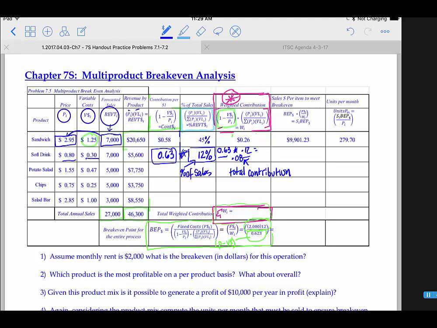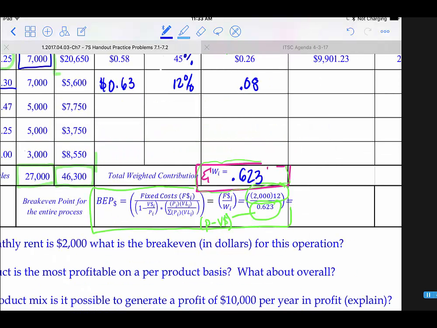When you sum these numbers down, you should get 0.623. And essentially, that 0.623 number is the denominator of our break-even analysis. So if we come on down here just a little bit further, you can see that ultimately what we're trying to do is calculate the break-even for multi-product.